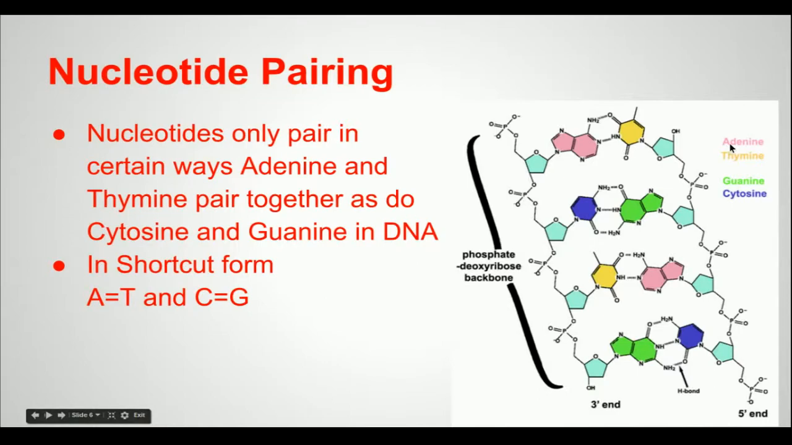So there's your adenine in the pink. You have thymine in the yellow. You have guanine as green. You have cytosine as blue. And then we have our phosphate and 5-carbon sugar deoxyribose going down one side, and we have it coming the other direction on the other side, going anti-parallel.